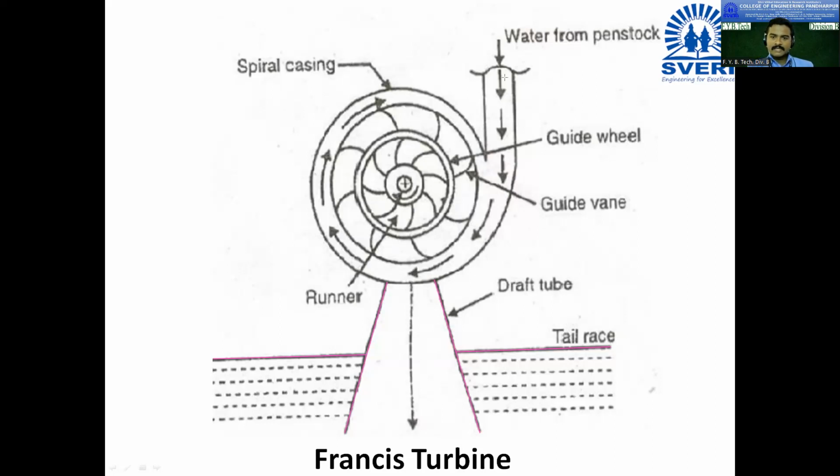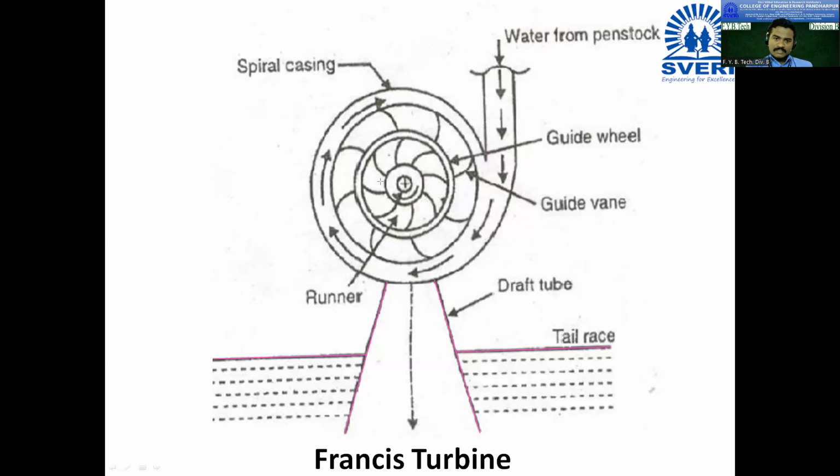So when water with high speed and high pressure enters into the casing, spiral casing, then that water moves radially inwards toward the runner by using guide vanes. Okay. So guide vanes direct the water toward the runner, and when the water strikes these runners, it imparts energy over the runner, and due to this energy, the runner will start rotating. This means what? The mechanical energy is obtained here. Okay, and this mechanical energy will be converted into electrical energy by using an electrical generator, as the shaft of the turbine and the generator is the same.